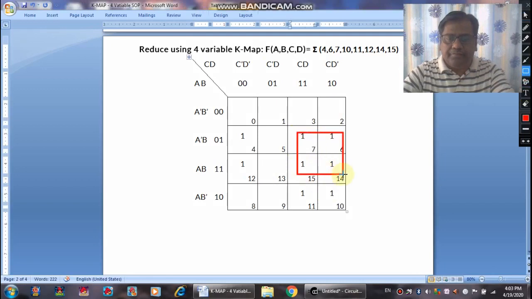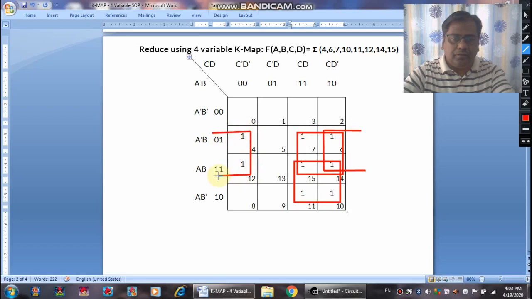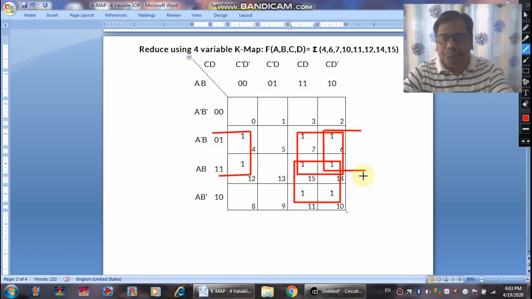This quad is very evident. This second quad is also very evident. There are two ones here. They can be paired, or they can be grouped as a quad. I prefer to group them as a quad with the help of a technique called map rolling. This is what we can do.